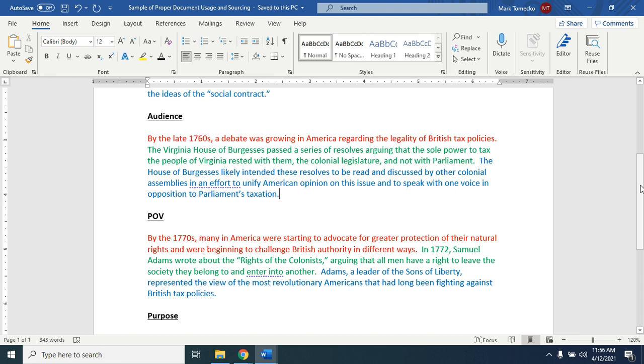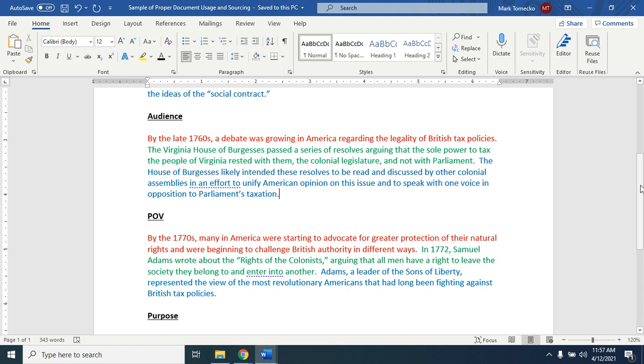All right, notice I did not use the word audience. I didn't say the audience for this was the Burgesses. But by saying they likely intended it to be read and discussed by, that's pretty clear to the reader that this is the audience they were thinking about. And why does that matter, that they were writing presumably to the other assemblies? Because they were trying to unify thought on this.